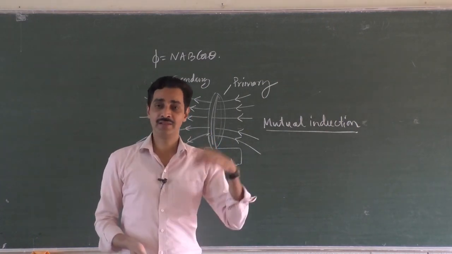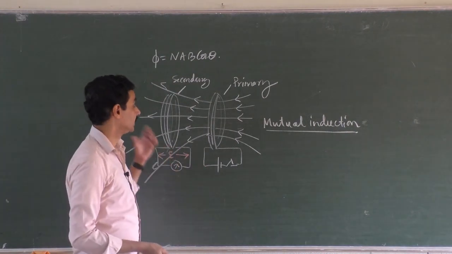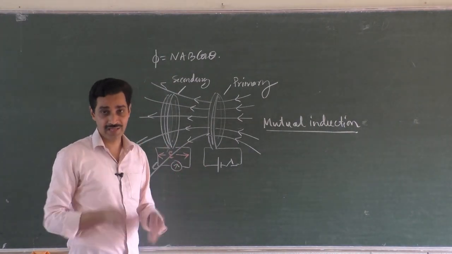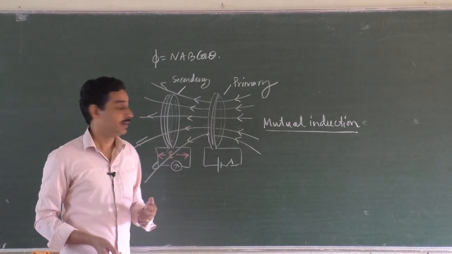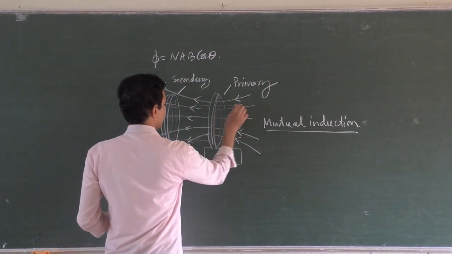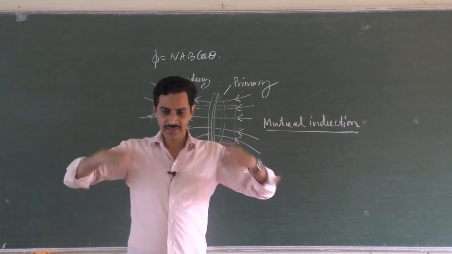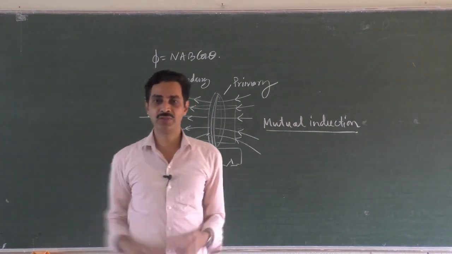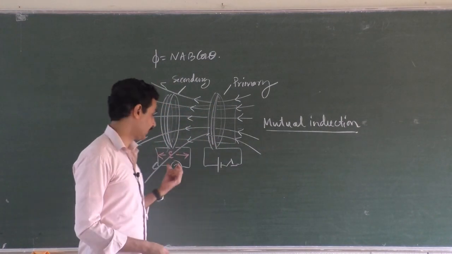So the orientation, the number of turns in both coils, the area of the coils, how close they are, and the core in between them. What do you mean by core inside the coil? You know that if you wind the two coils on a ferromagnetic core, you take an iron rod and wind the two coils over the iron rod at the two ends, then the flux will be more. So that also will change the induced EMF amount.